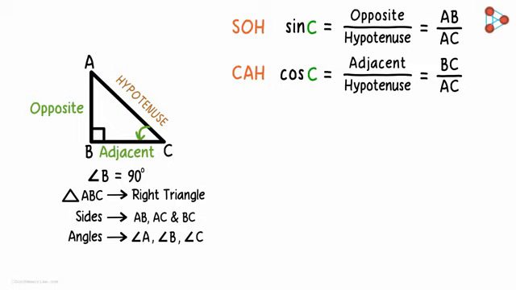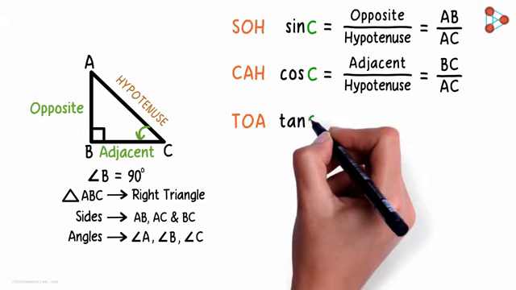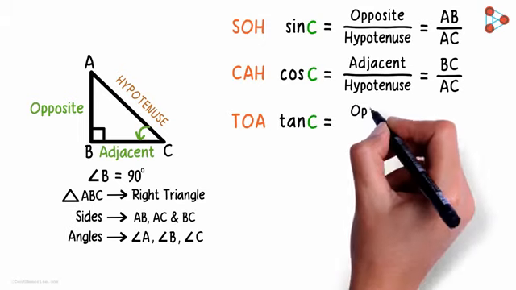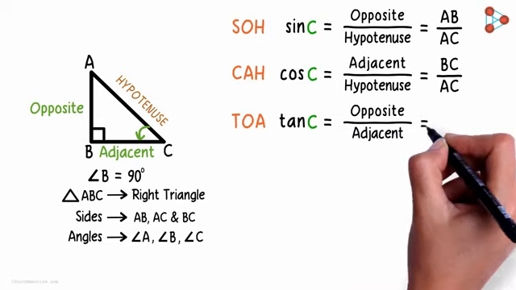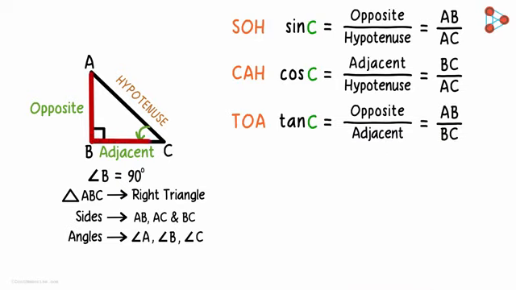Another important trigonometric ratio is the tangent of an angle. Do you remember that? Tan is opposite over adjacent. Tangent of angle C or simply tan C is defined as the ratio of the side opposite to angle C to the side adjacent to angle C. It'll equal AB over BC.